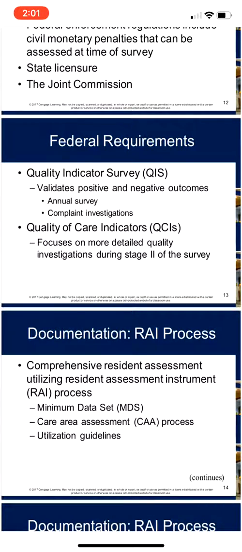Survey procedures for the federal long-term care survey process include record review under Task 4, Stage 1, Admission Sample Review, and Census Sample Review, where the record is used along with observations and interviews to identify resident-centered outcome and process indicators called Quality of Care Indicators, or QCIs. When compared to national norms, QCIs focus on more detailed quality investigation during Stage 2 of the survey.